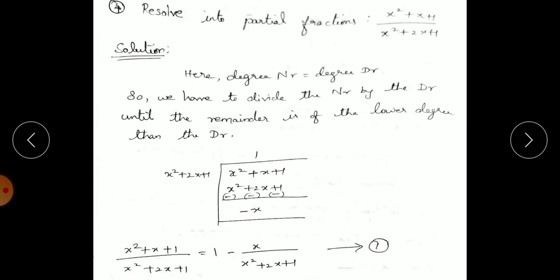Now the fourth problem, resolve into partial fractions. Till now, for the past three problems, we saw case one, that is a proper fraction. Now we are going to see the improper fraction, that is x squared plus x plus 1. Here the numerator is equal in degree to the denominator.